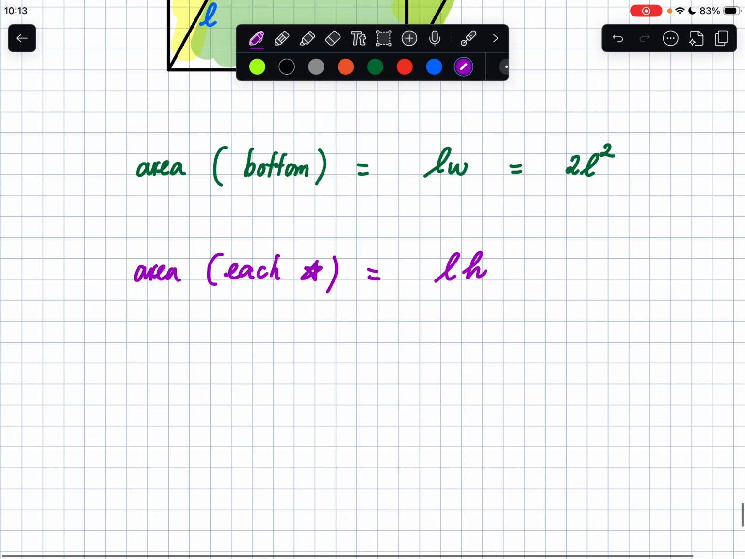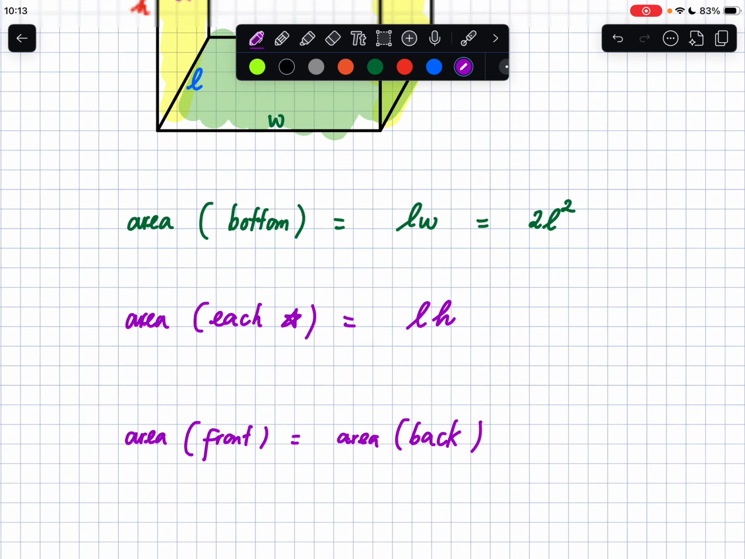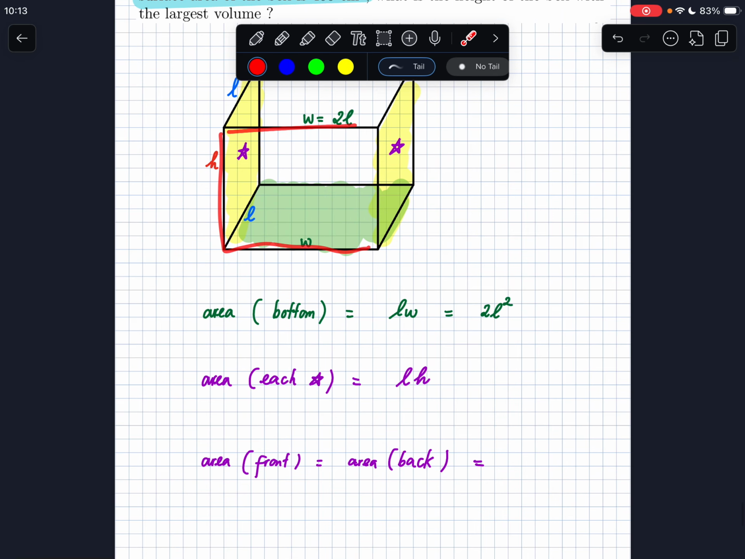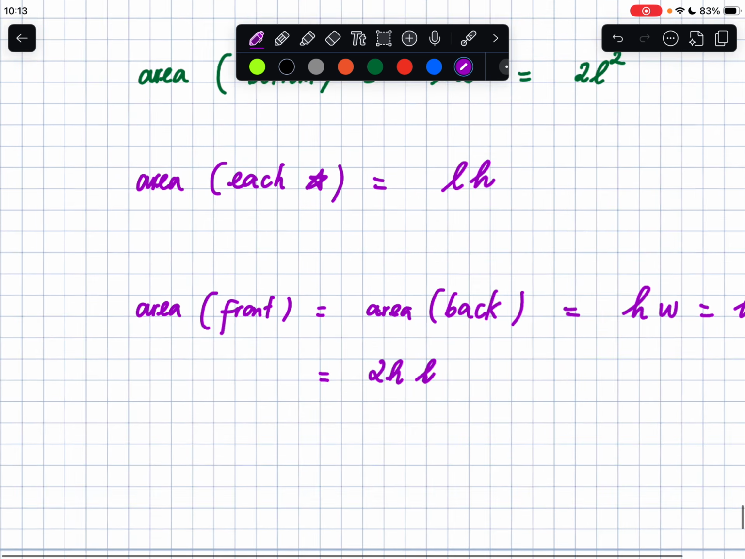The area of the front equals the area of the back, which equals the height times the width. The width is twice the length, so height times 2L. So the area of the front and the back is 4 times L times height. Now let's compute the total surface area.